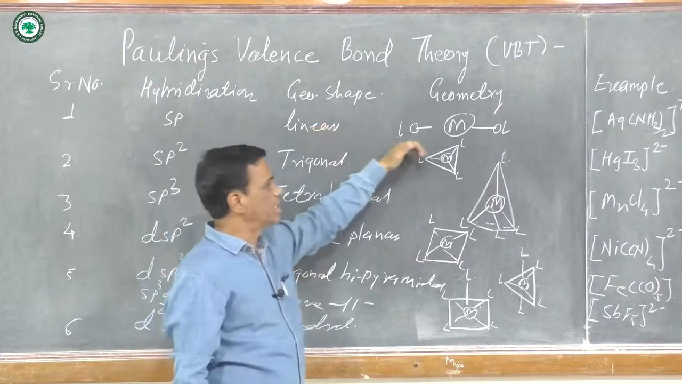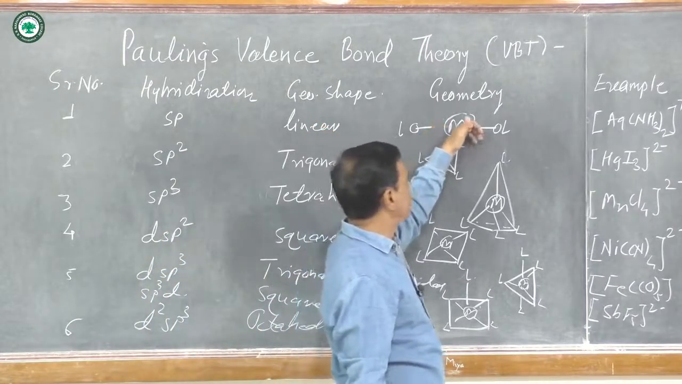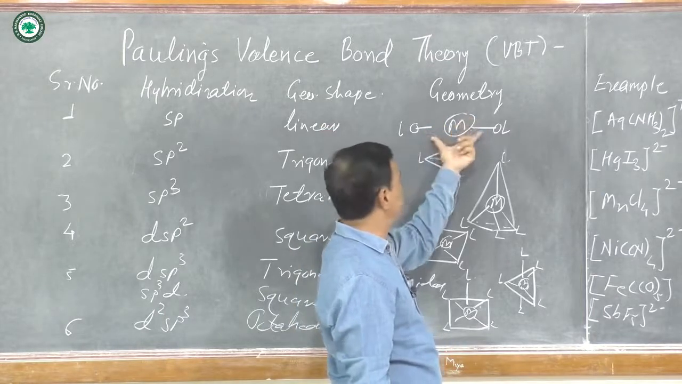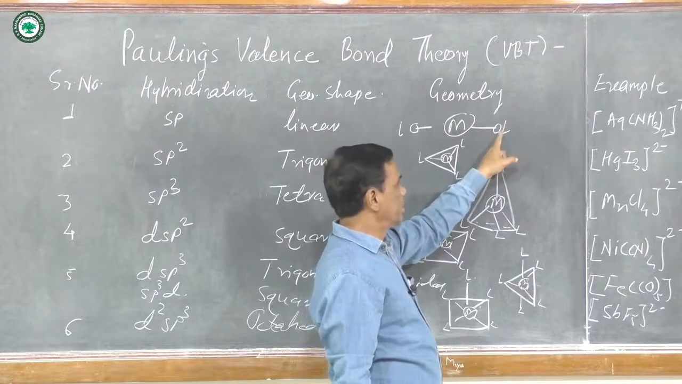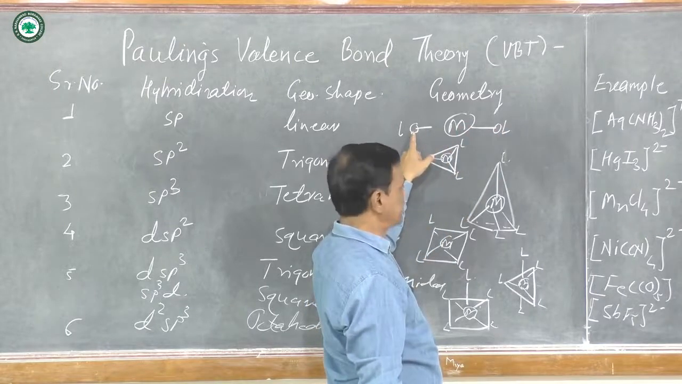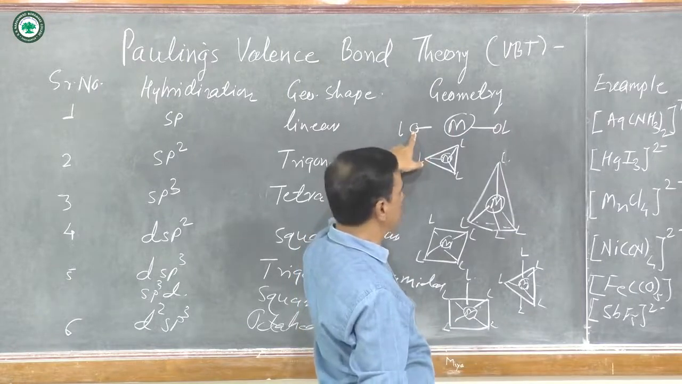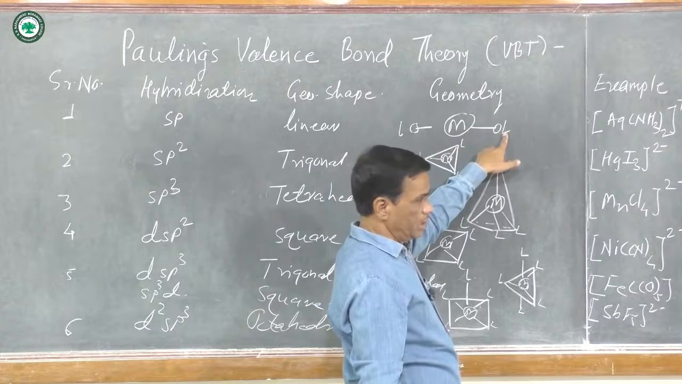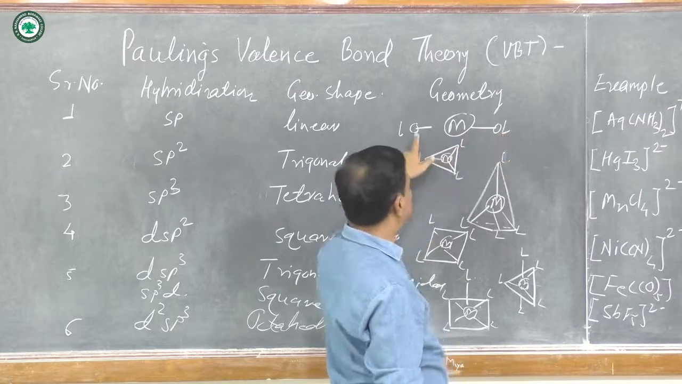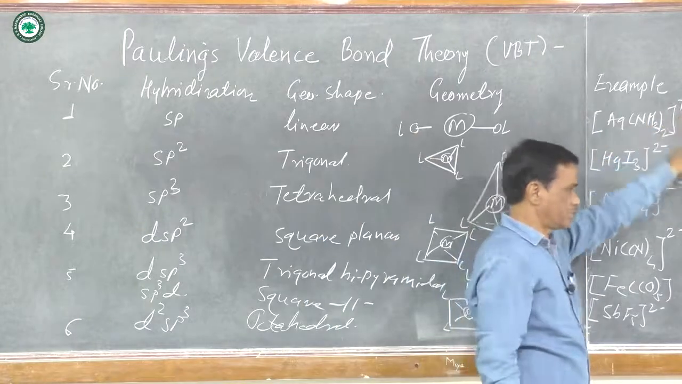Linear means straight line, and this is the straight line. In this complex compound, the metal is at the center position and 2 ligands are at the 2 ends. Here is 1 ligand and here is the second ligand. If you take the example of Ag(NH3)2+, here Ag is at the center position, 1 NH3 ligand is here and the second NH3 ligand is here, and the charge on Ag is plus.